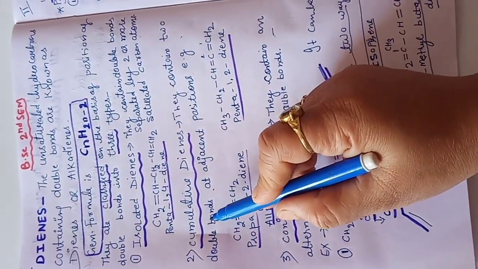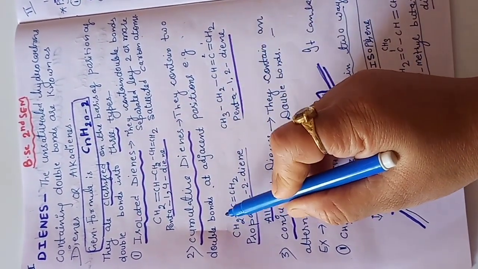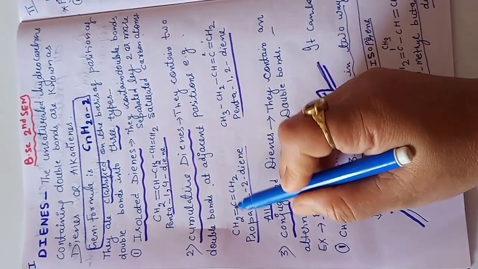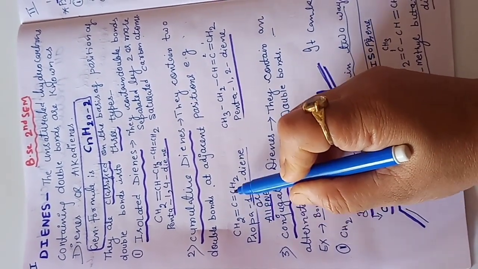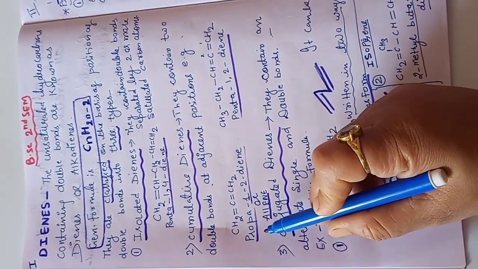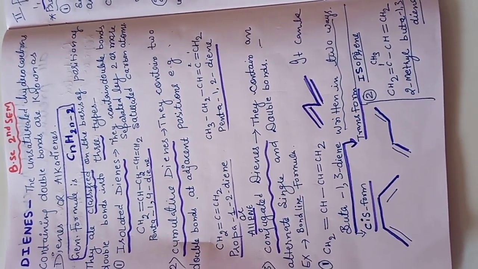The second category is cumulative dienes. They contain two double bonds at adjacent positions. It means in the compound, the two double bonds are present at adjacent positions. So the examples are propa-1,2-diene and penta-1,2-diene.